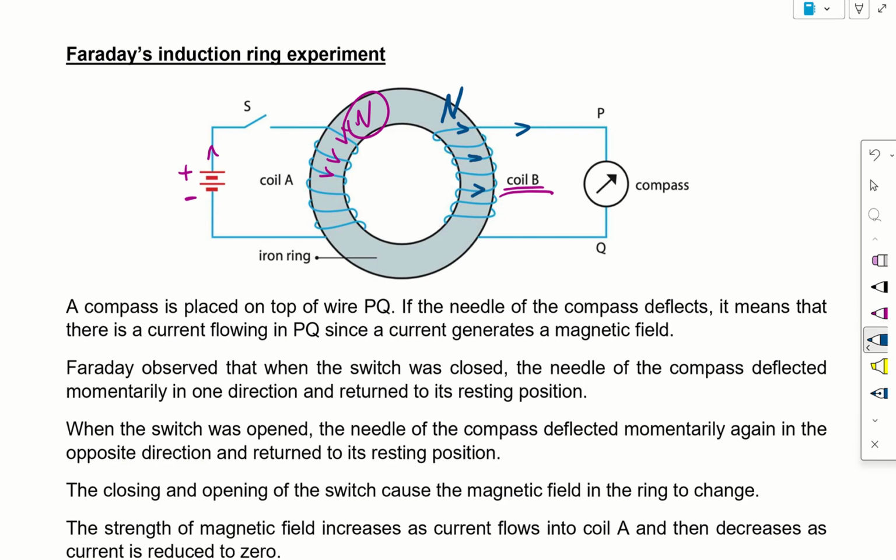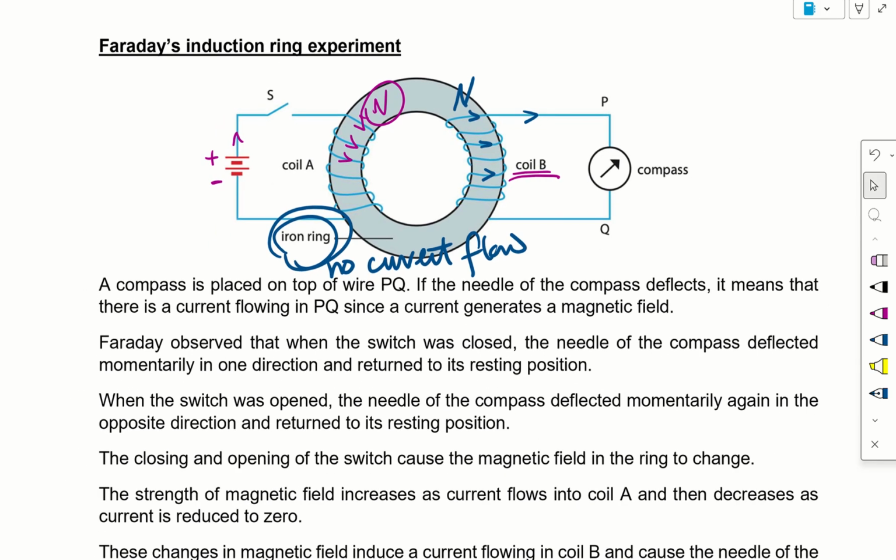And again, I must say that there is no current flowing in the iron ring. No current flows in the iron ring. Very important. It is the magnetic field lines that are flowing in the iron ring or iron core. Then there will be the compass movement.